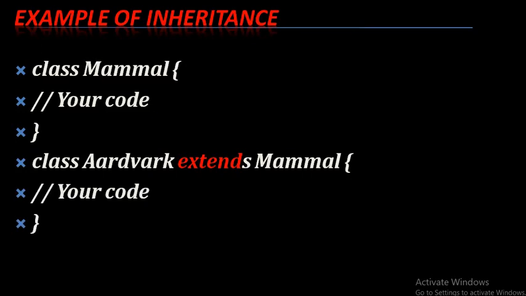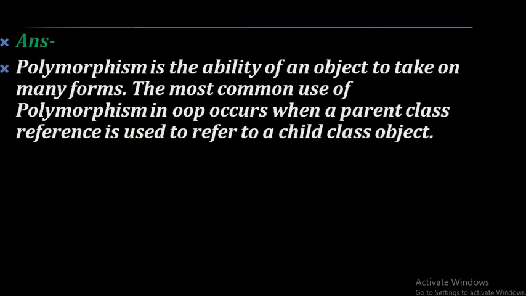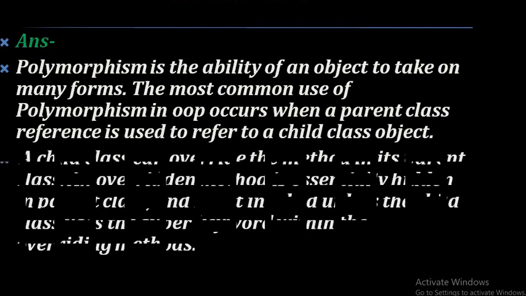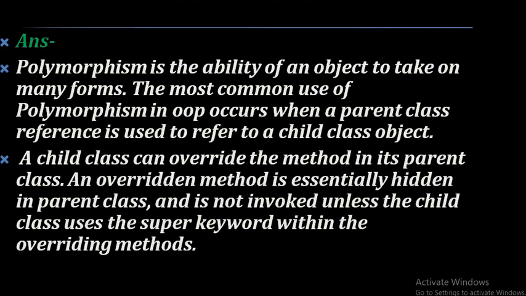This is the example. Another important property of OOPs is polymorphism. So what is polymorphism? Polymorphism is the ability of an object to take on many forms. Poly means many. The most common use of polymorphism in OOP occurs when a parent class reference is used to refer to a child class object. So with the help of a reference of the parent class, we can refer to the object of the child class.